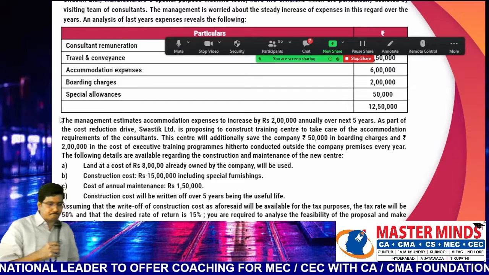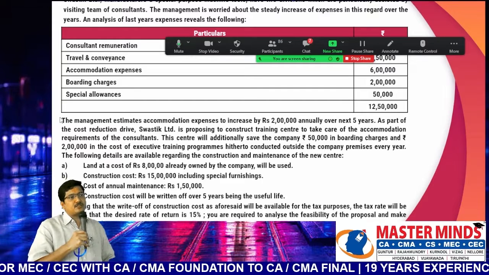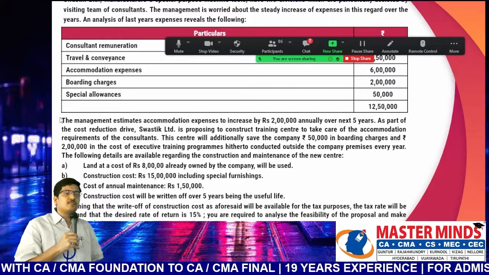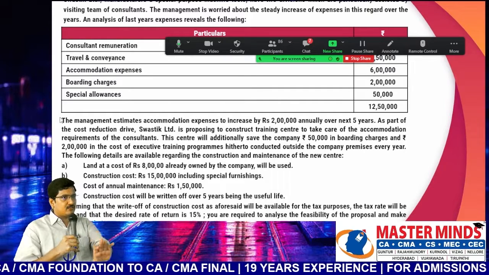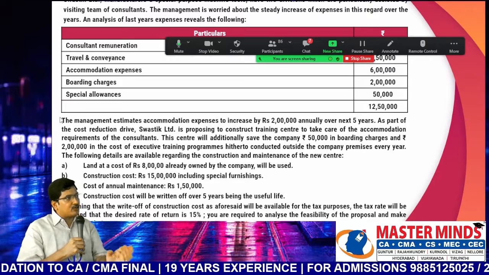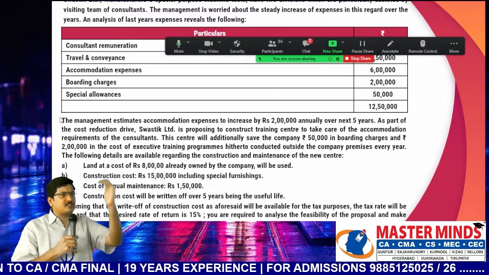Next one. So now let us try to understand, are there any incremental expenses? Incremental expenses means this expenditure was not there earlier. If we construct this project, then we need to incur this expenditure. Now let us see one by one.